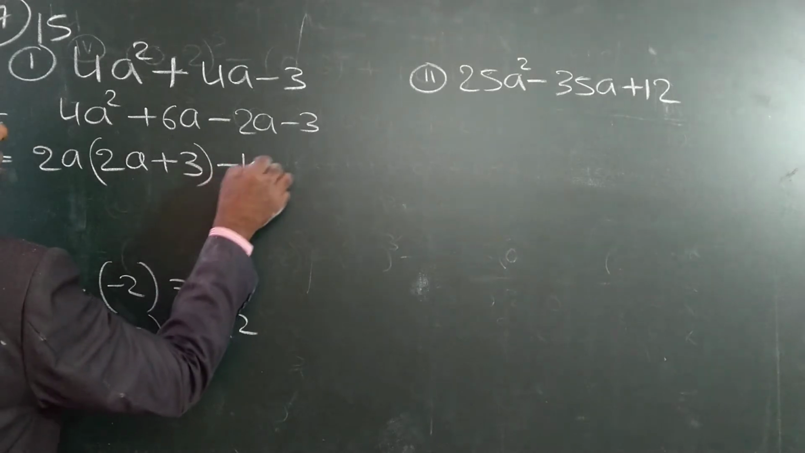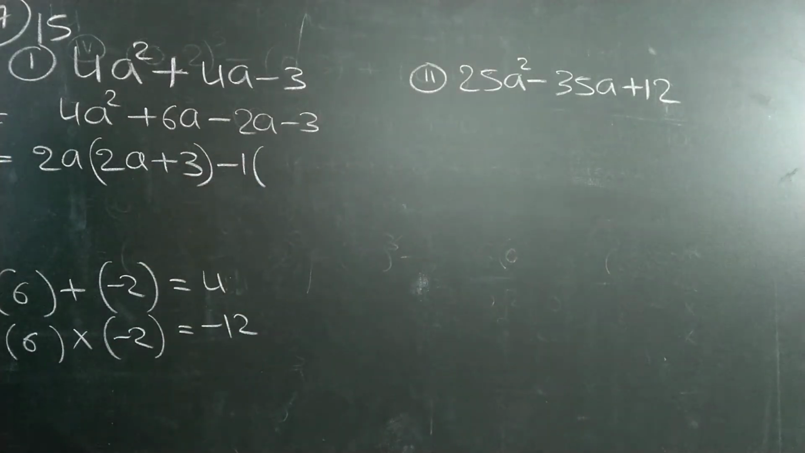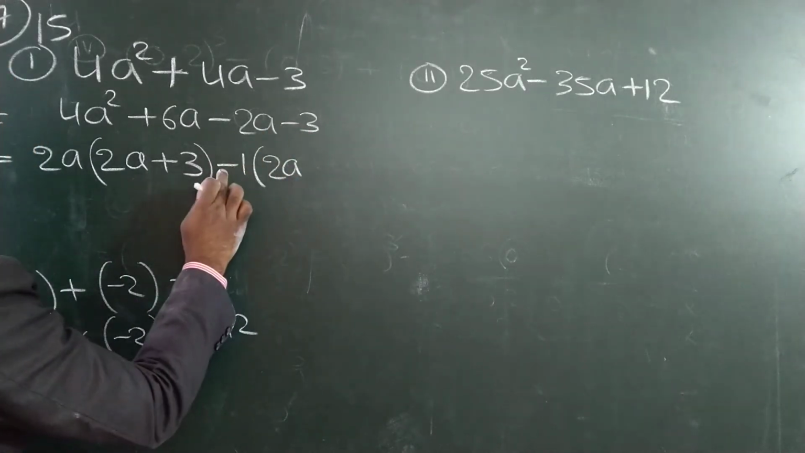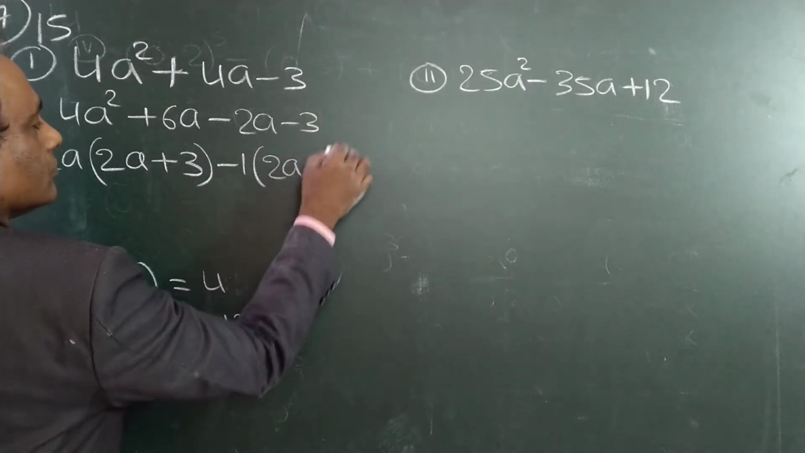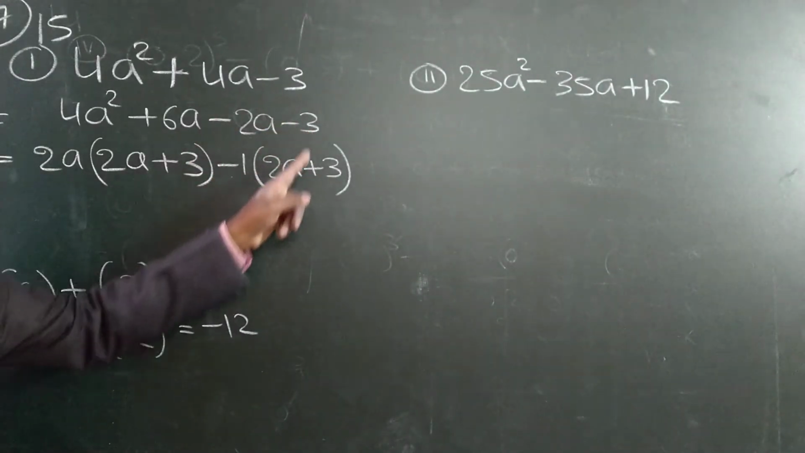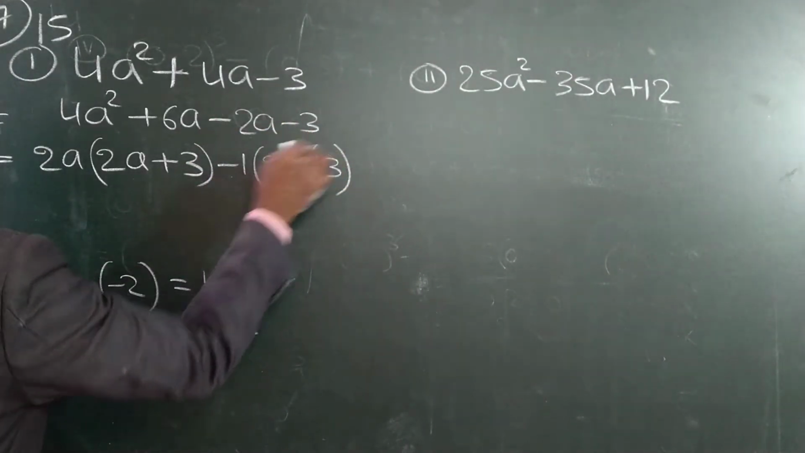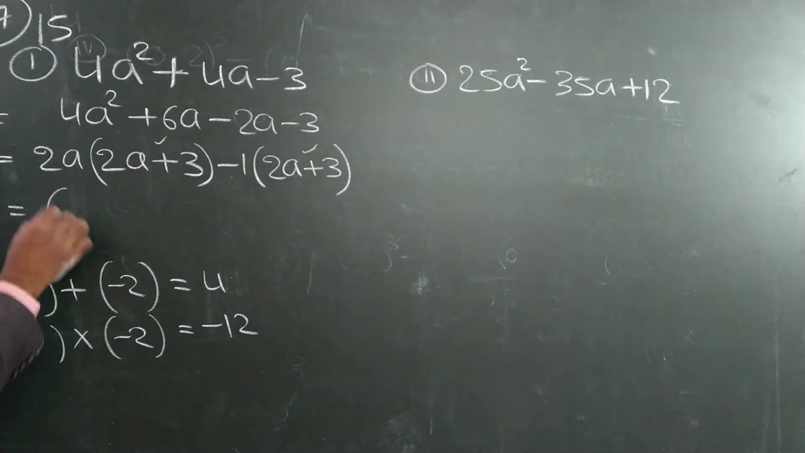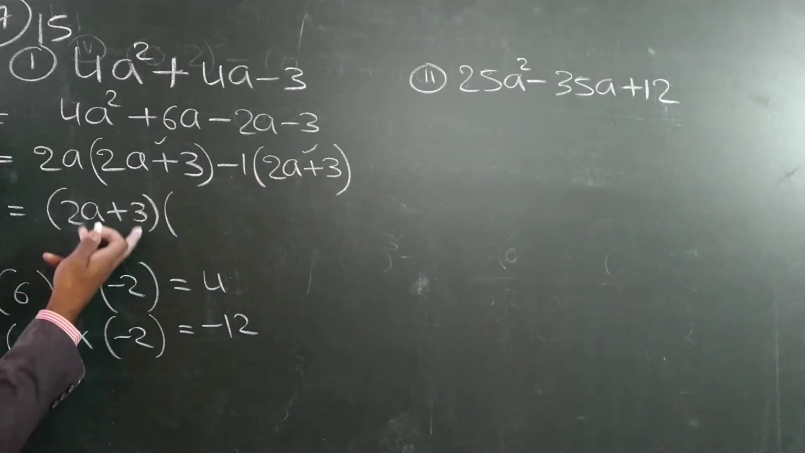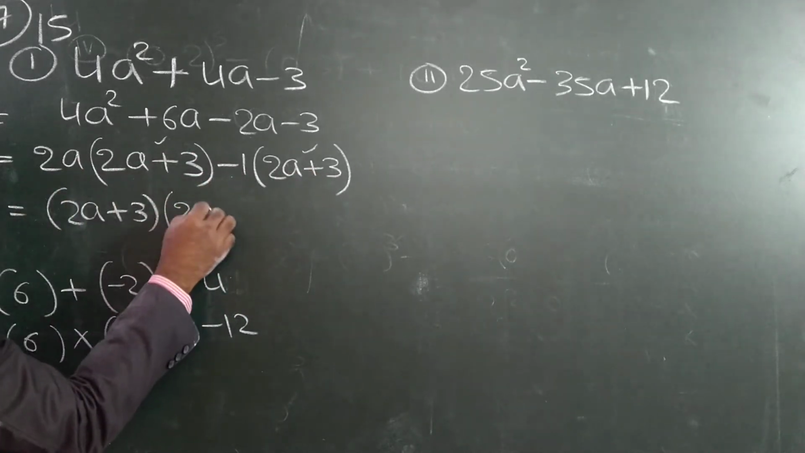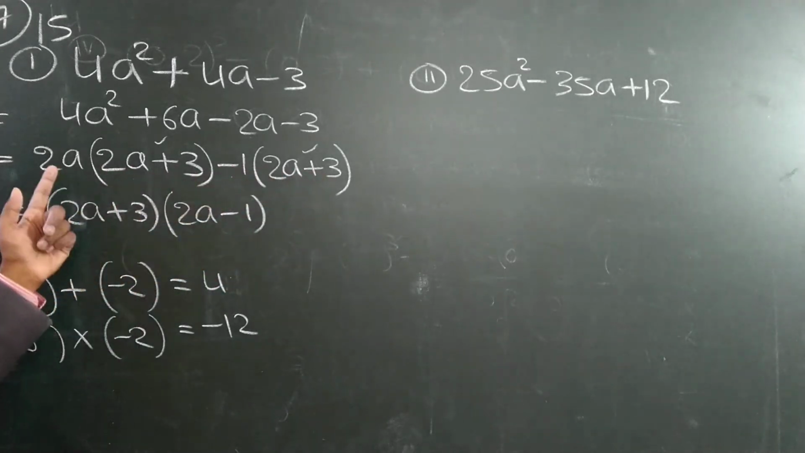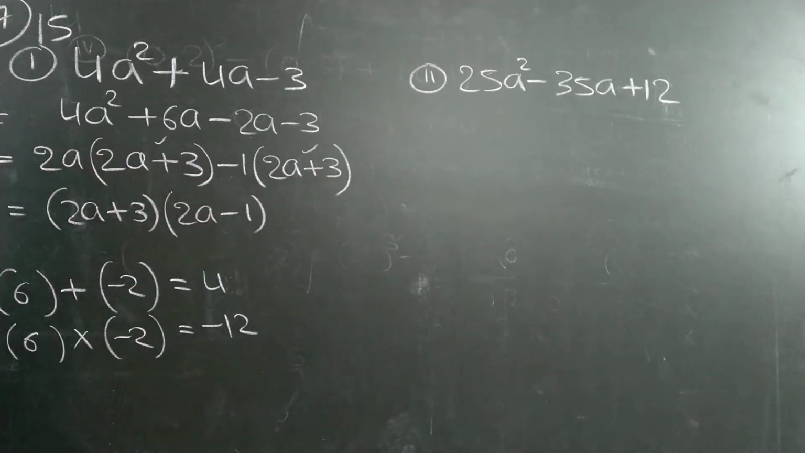Nothing is common here except minus 1. Minus 1 common, 2a plus 3. This is common. 2a plus 3 common, and 2a minus 1 remains.